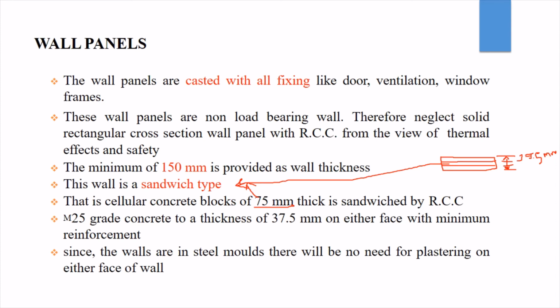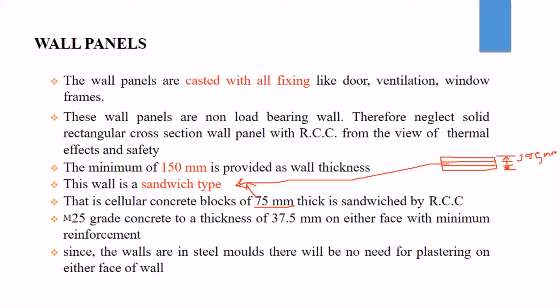conditions. They will discuss all these conditions, wherever, in which place we need to go for a door, then we can place some hollow section there. So the wall panels will be cast based upon the door, ventilation, and window frames. Wherever we require, we can go for that.